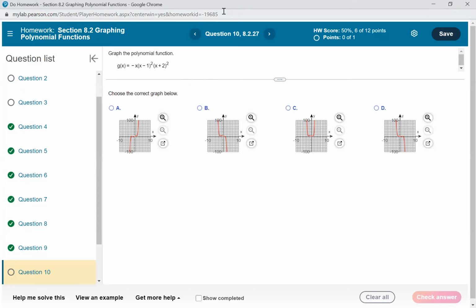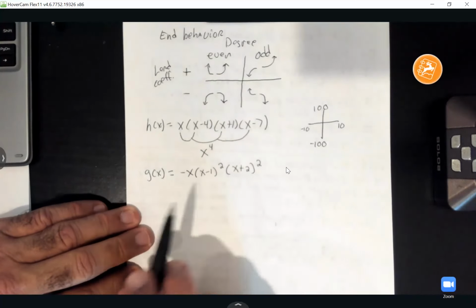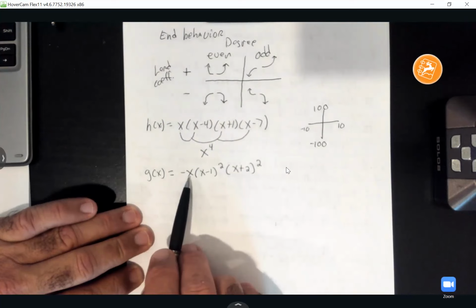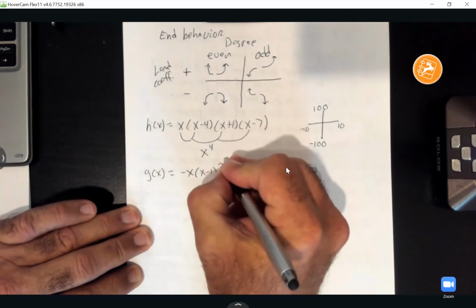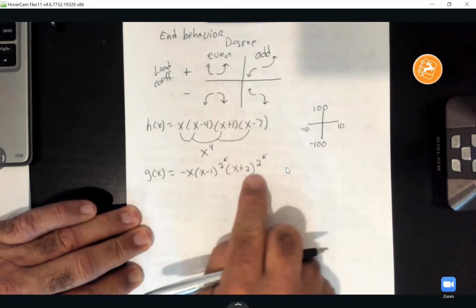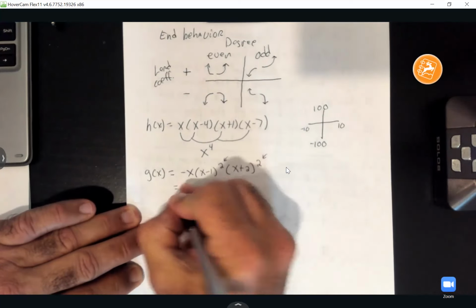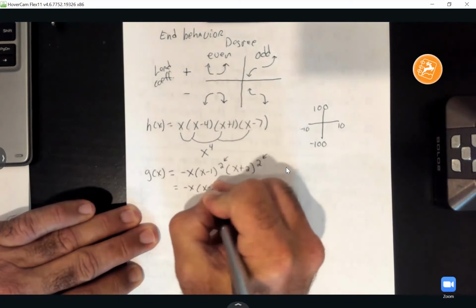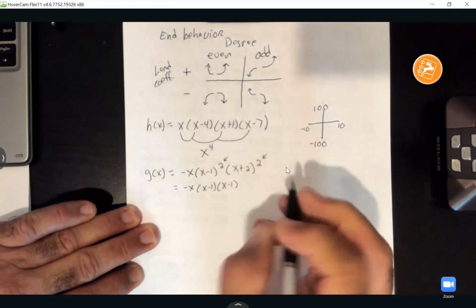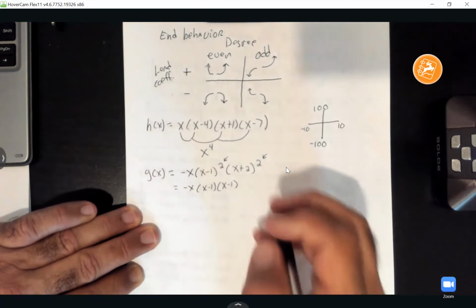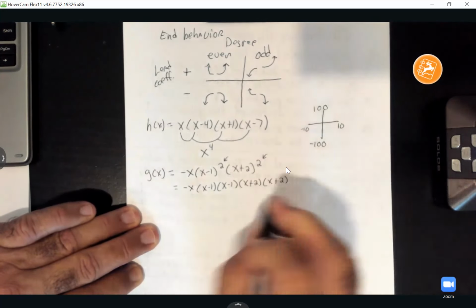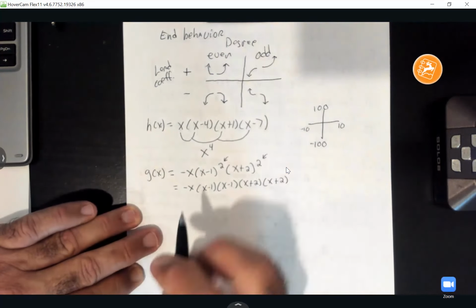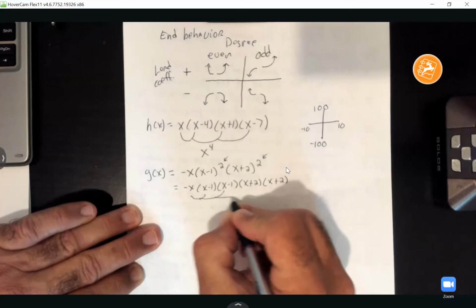All righty, so I'm going to multiply all my X's together. But y'all, I'm not just going to multiply negative X times this X times this X, because I got exponents out here. Remember, these exponents are the multiplicity. So this is really negative X times X minus 1 times X minus 1. Remember, multiplicity means this factor happens twice. And then this X plus 2 happens twice.